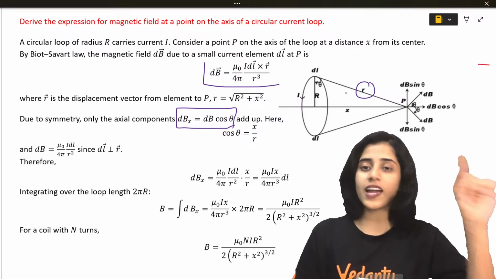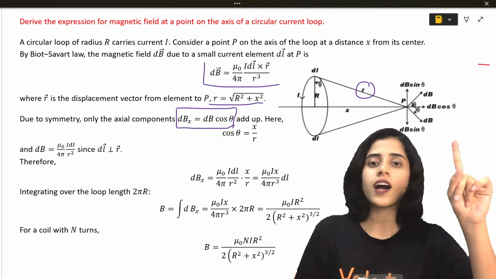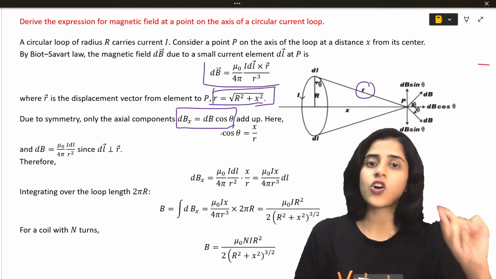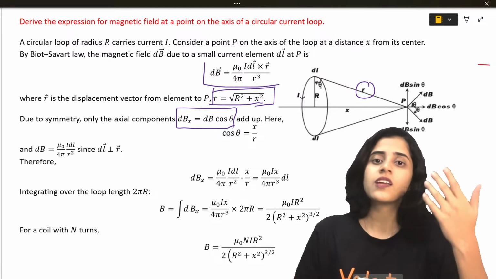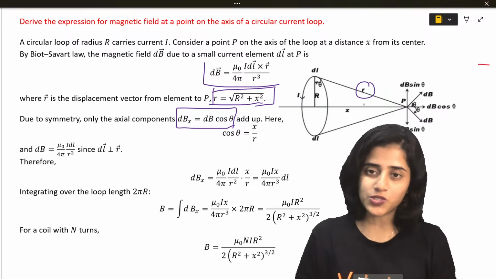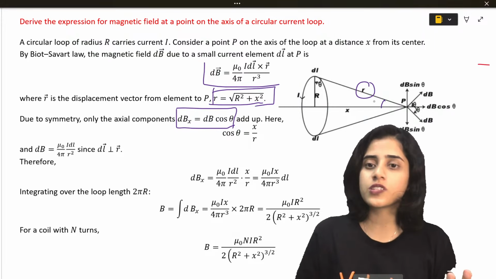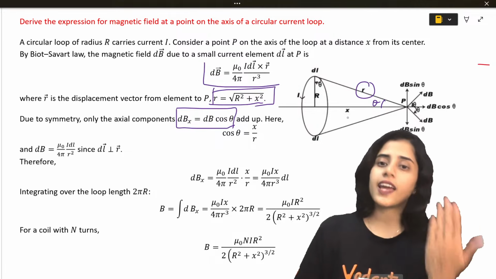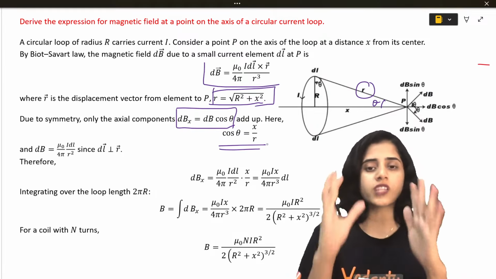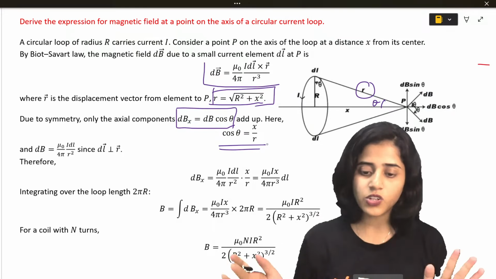So what will R be? Hypotenuse square is equal to R square plus X square. Pythagoras theorem. And then cos theta you find out. Okay, cos theta is what? Adjacent side by hypotenuse. So if you take this as theta, the adjacent side by hypotenuse will be x by r. And then all this you substitute in the formula. That's all that you should do.